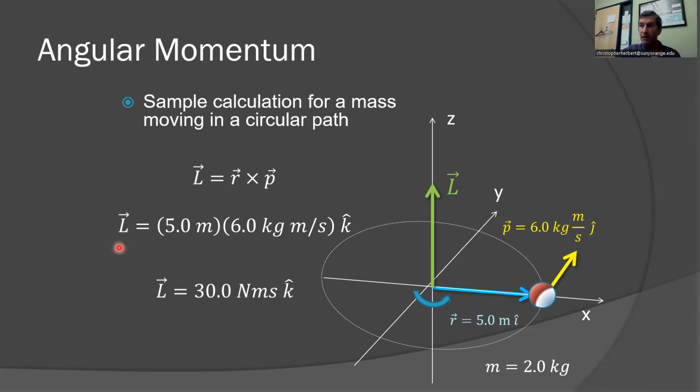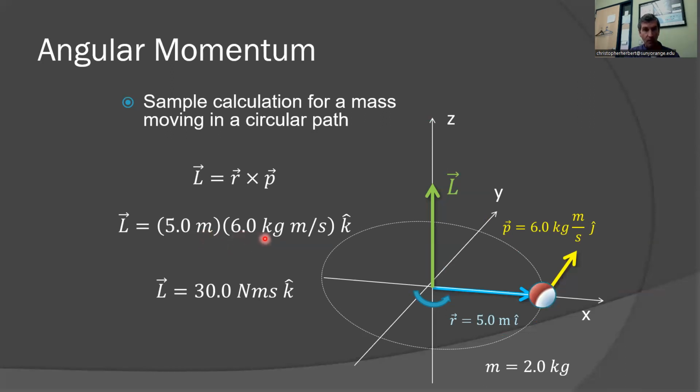What do we have here? Well, we're just given momentum here. We have a momentum of 6 kilogram meters per second. We have a position of 5 meters from the center of circular motion. And when we do r cross p here, 5 times 6 gives me 30. And this is going to be in newton meter seconds for angular momentum.